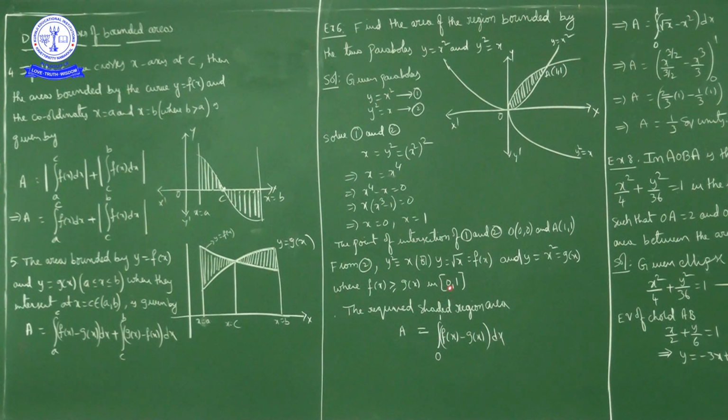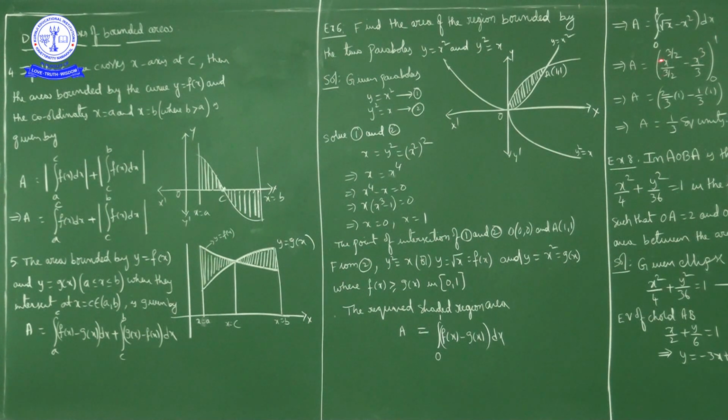Now what is f of x? Square root of x. So A is equal to integral 0 to 1 of square root of x minus g of x. What is g of x? X square. So A is equal to integral 0 to 1 of square root of x minus x square dx. Root x integration is what? X power 3 by 2 upon 3 by 2, minus x square integration, which is x cube upon 3, lower limit 0, upper limit 1.